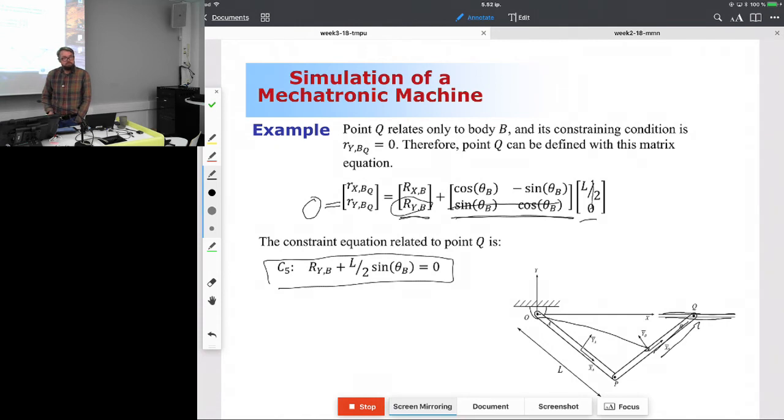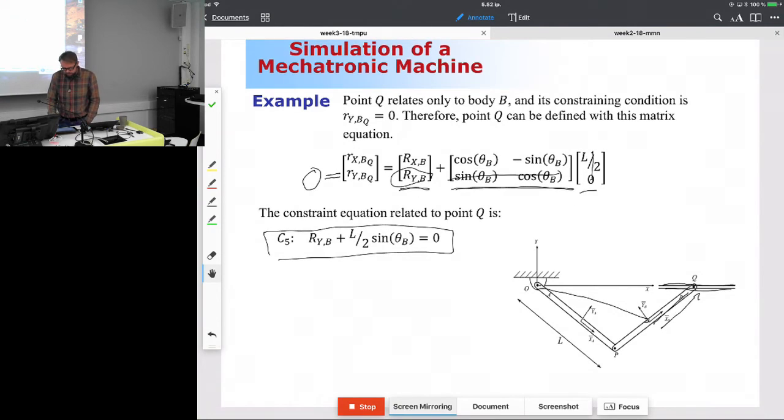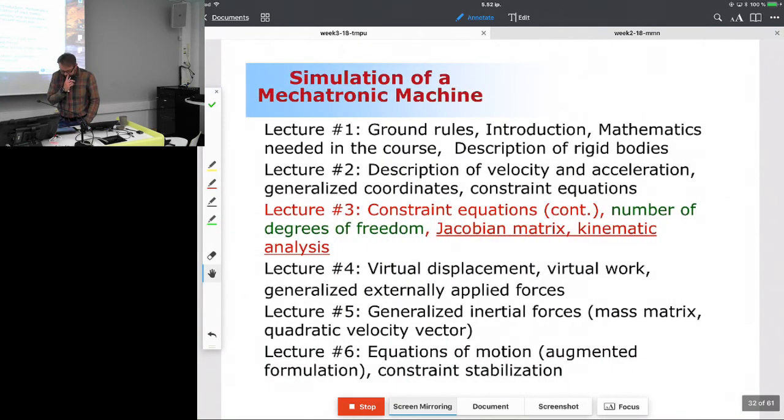Nice. Okay. So we have 8 minutes, and it's not going to be enough to open a completely new topic, which is the Jacobian matrix and kinematic analysis. But shortly, here is what to expect next week.